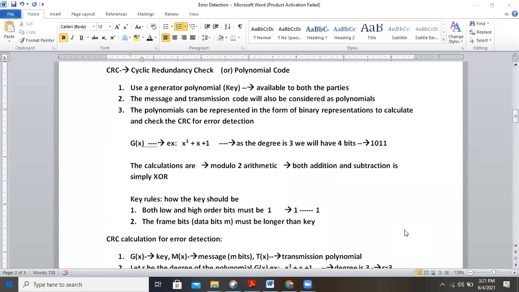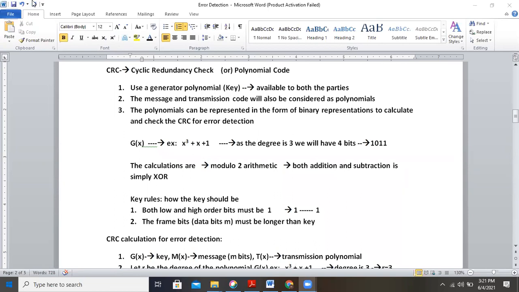So we go for one more model, that is CRC, cyclic redundancy check, right? Here in cyclic redundancy check we use a polynomial key. We generate the cyclic redundancy check code, which we call the CRC code. We use it in the form of polynomials, so it is also called polynomial code. We looked into this in the last class.